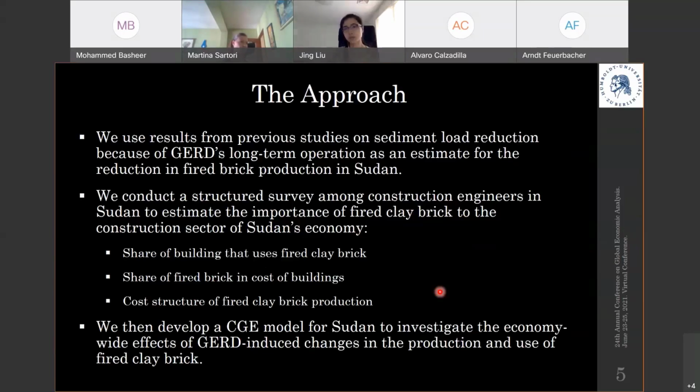We asked them about the share of buildings that use fired red bricks, and because there are other kinds of bricks that are also used for construction, we also asked them about the share of the cost of bricks normally in the construction of buildings, and the cost of this component. And then based on that social accounting matrix, we developed a CGE model for Sudan that includes a red brick production sector.